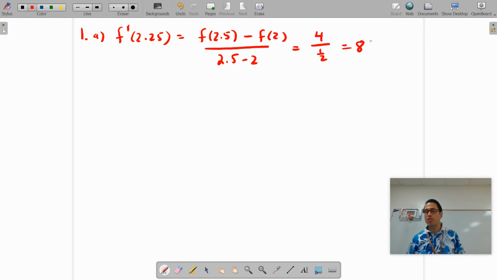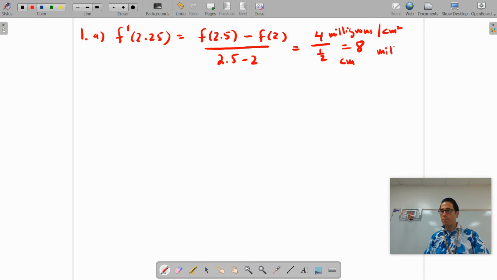Now, they did ask for some units, and remember, I talked about this ad nauseum in class. In the numerator, f of r is in milligrams per square centimeter, so centimeter squared. And in the bottom, it's your radius, and that's measured in centimeters. So hopefully you said this was milligrams per centimeter squared per centimeter, or per centimeters cubed.